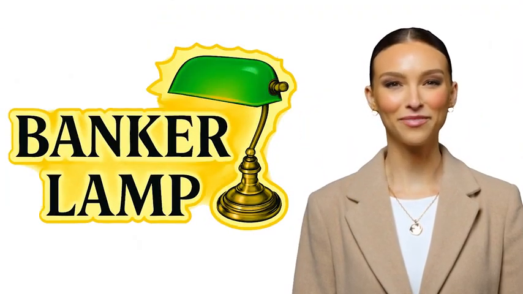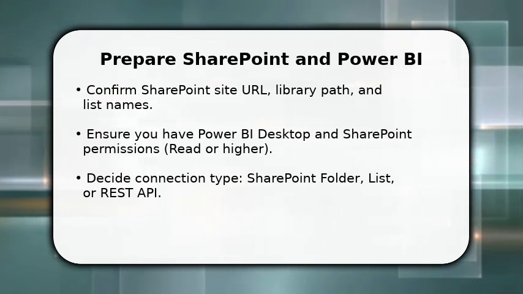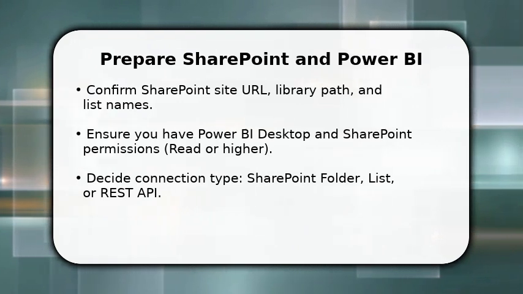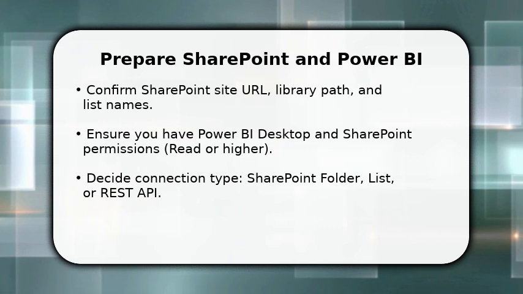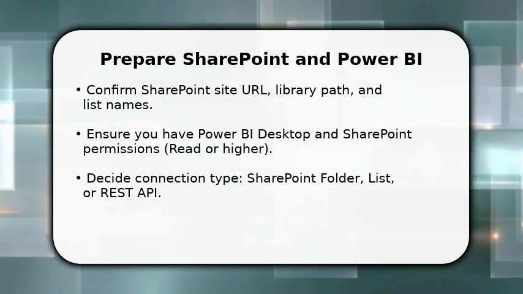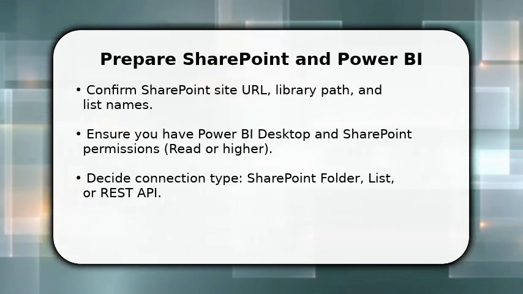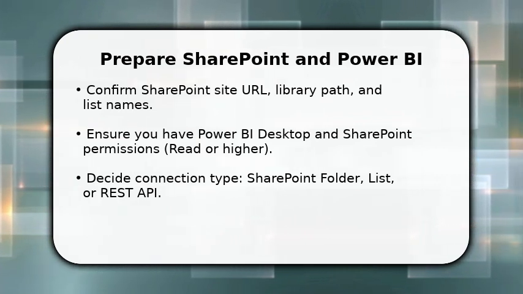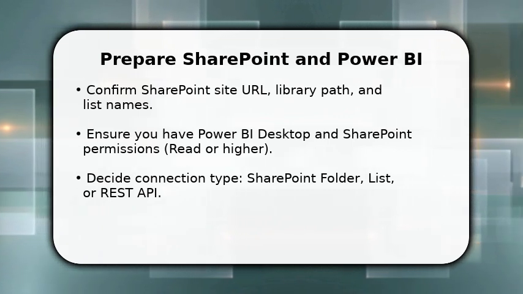Please enjoy the video. You'll start by confirming the SharePoint site URL and required library or list. This saves time resolving broken links later. Once done, open Power BI Desktop and sign in with the same account that has read or higher on SharePoint. Choose the appropriate connector: SharePoint folder for files, SharePoint Online list for lists, or a custom REST API for advanced needs. Because each method preserves metadata differently and affects refresh behavior and query performance.